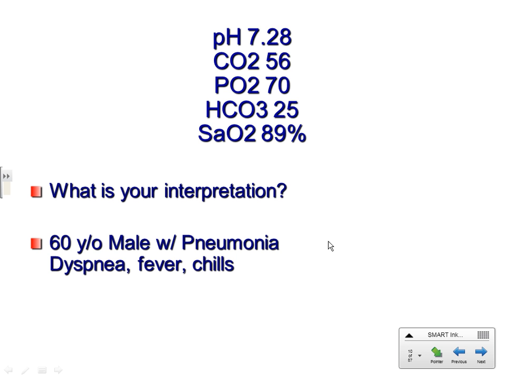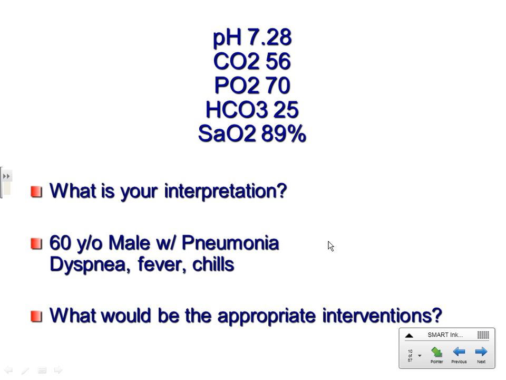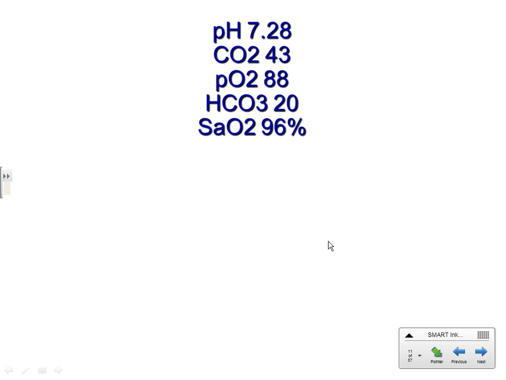So this is a 60-year-old male with pneumonia, dyspnea, fever, and chills. So what do you think would be the appropriate interventions? What do you expect is going to be ordered for this guy? Antibiotics. What else? Oxygen. What else? Antipyretics. What else? Fluids. Cough and deep breathe. Yeah, we said that. How about something that's going to help to open up his airway, like a bronchodilator, nebulizer treatments?